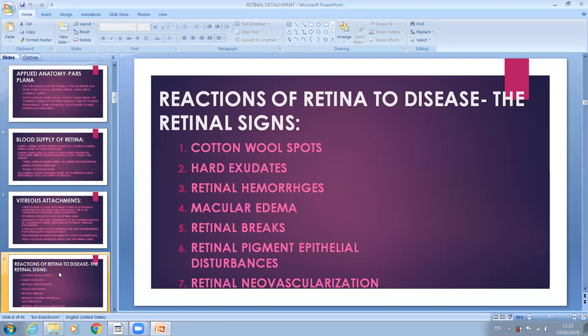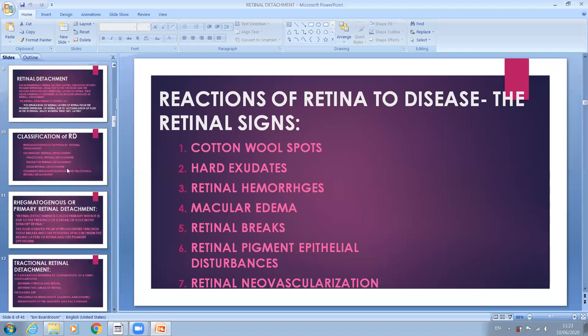And these new vessels, although they are formed for the benefit of providing a blood supply to the ischemic area, are very delicate, and they easily result in hemorrhages. And so this neovascularization process is considered a very harmful reaction of the retina to the disease. So after learning about the different reactions of the retina, now we will come to the actual topic of retinal detachment.